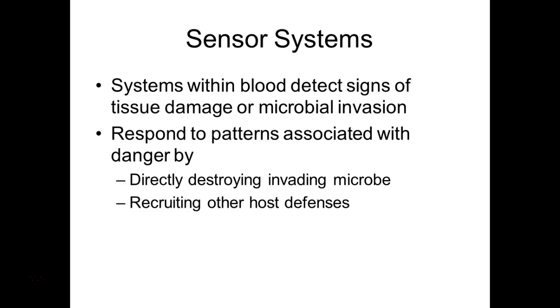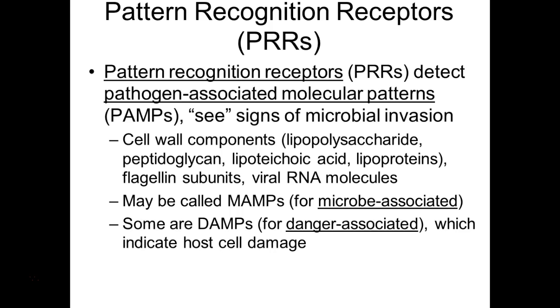So we have systems within our blood that can detect signs of tissue damage or microbial invasion. They respond to patterns associated with danger. Some of them can directly destroy the invader, or they're going to recruit other cells, other host defenses, to help eliminate this particular invader. So lots of acronyms. The important thing here is being able to detect these foreign substances, these danger molecules that could harm us.